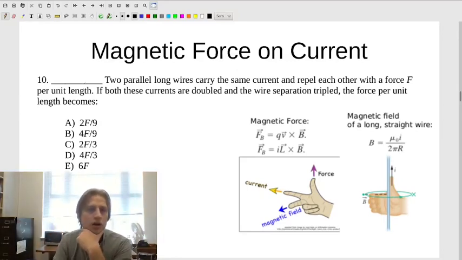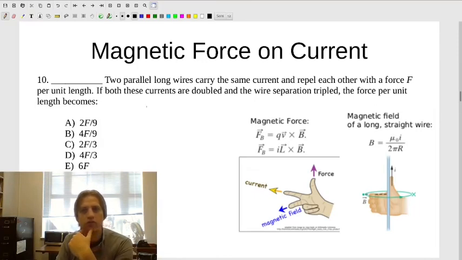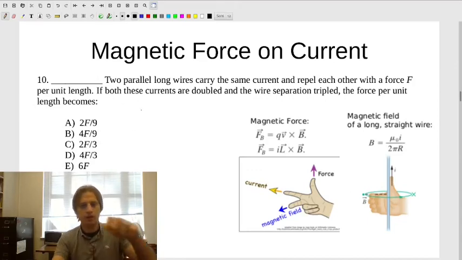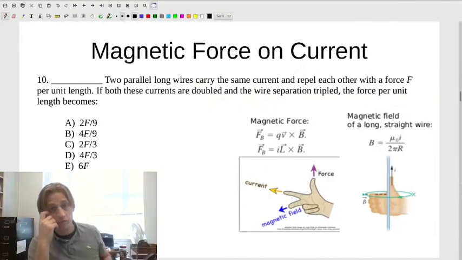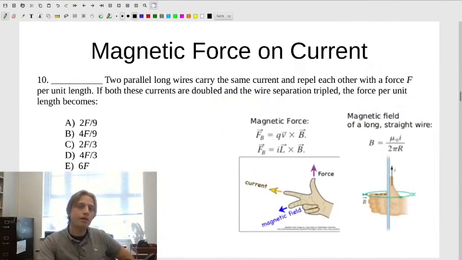It says two parallel long wires carry the same current and repel each other with a force of F per unit length. If both these currents are doubled and the wire separation tripled, the force per unit length becomes. Okay, now, in this problem it says two parallel long wires carry the same current and repel each other with a force F per unit length. If both these currents are doubled and the wire separation tripled, the force per unit length becomes.